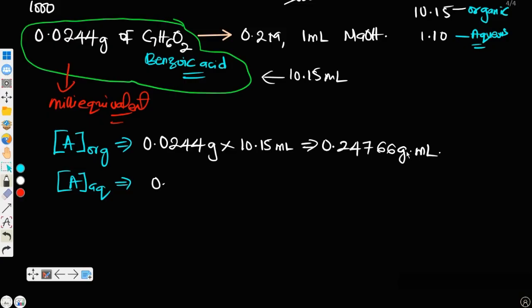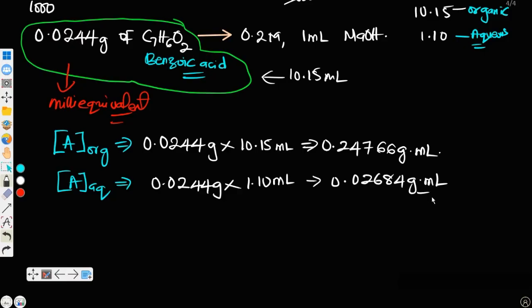This is supposed to be gram ml. Gram, not gram per ml, gram multiplied by ml, because this is one concentration term. So this is supposed to be 0.0244 gram times 1.10 ml, which equals to... let's multiply 0.0244 times 1.10, with 0.0268 gram ml. So this is the concentration in the organic phase and in the aqueous phase.